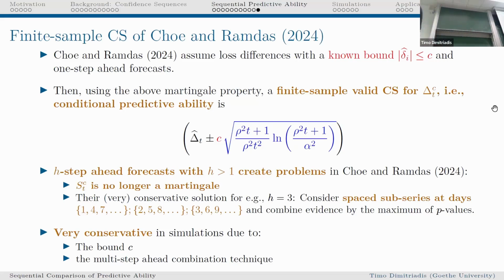Well, they can only look at one step ahead forecasts because otherwise this is no longer a martingale. What they do for multi-step ahead forecasts, there's a proposal in the appendix. They look at spaced subseries. So if you have 3-day ahead forecasts, then you look at day 1, 4, and 7. Look at that sequence, look at day 2, 5, and 8. So then in that subsequence, you get a martingale. And then you have to combine the evidence across all series. But then you have to take the maximum of p-values, and this is awfully conservative. And we will see that. And so this proposal is quite conservative because of 2 reasons, this bound C and this multi-step ahead combination.